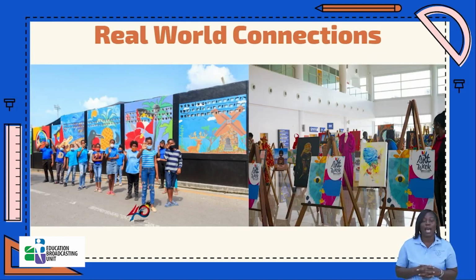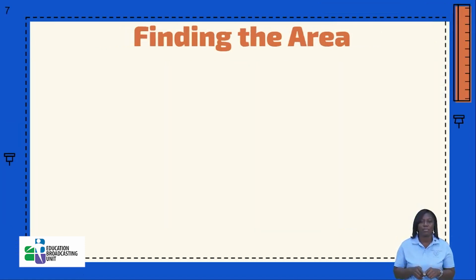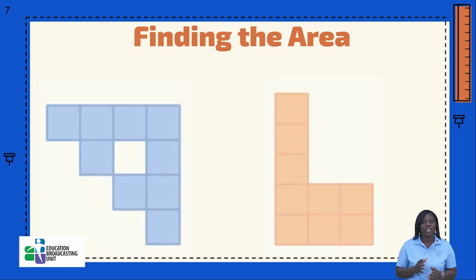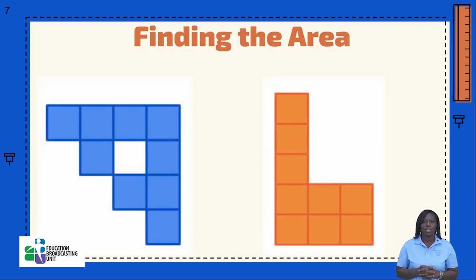Artists also use the application of area when drawing or painting, whether it is a design on a wall art or simply on canvas. They have to consider the area of the surface they are using. Let's try some application. There are two strategies that we can use to find the area of a shape. The first strategy has to do with counting the unit squares. Yes, take a look at these two shapes.